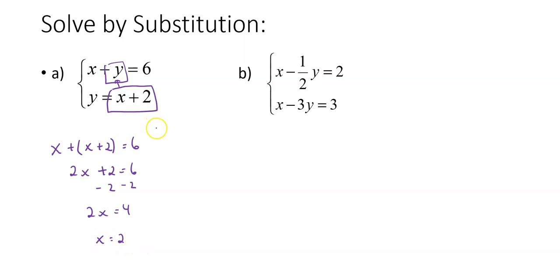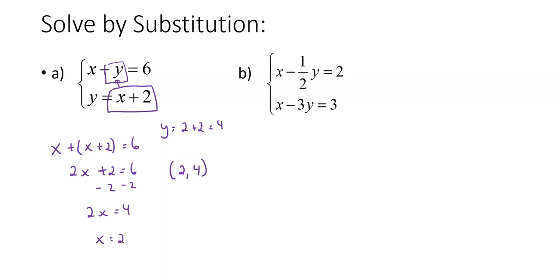And now we already know that y is equal to x plus 2. So if x is 2, y is equal to 2 plus 2, which is 4. So it looks like my solution is x equals 2, y equals 4. I can try it up on the top row. 2 plus 4 is 6. On the bottom row, 4 is equal to 2 plus 2.